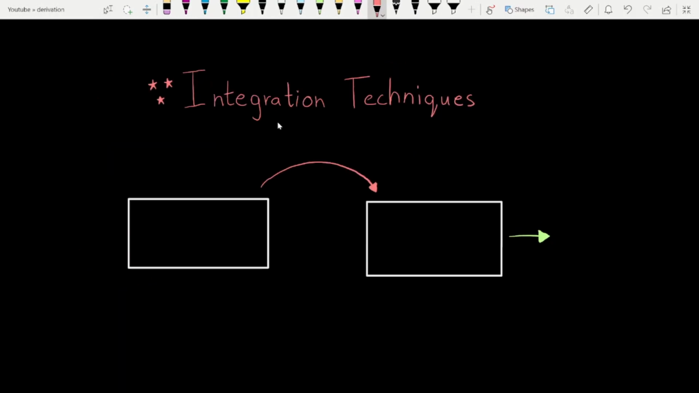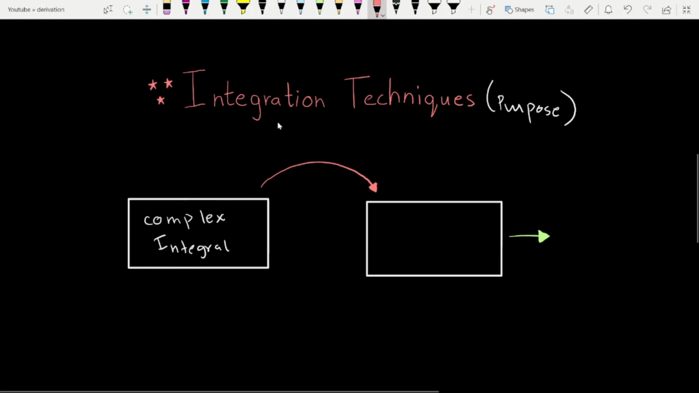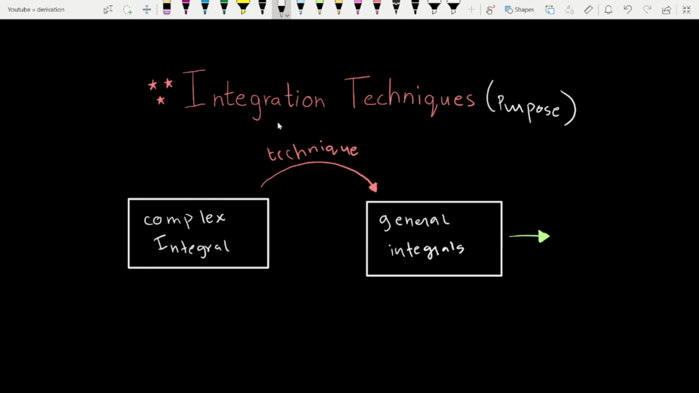Well, basically, integration techniques have this main purpose. You can call this your main purpose. And the purpose is to basically have a complex integral on which you are going to apply the techniques or technique, and then basically end up with one of your general integrals, which you already know how to solve. And once you get your hands on those, then all you got to do is simply solve them out.